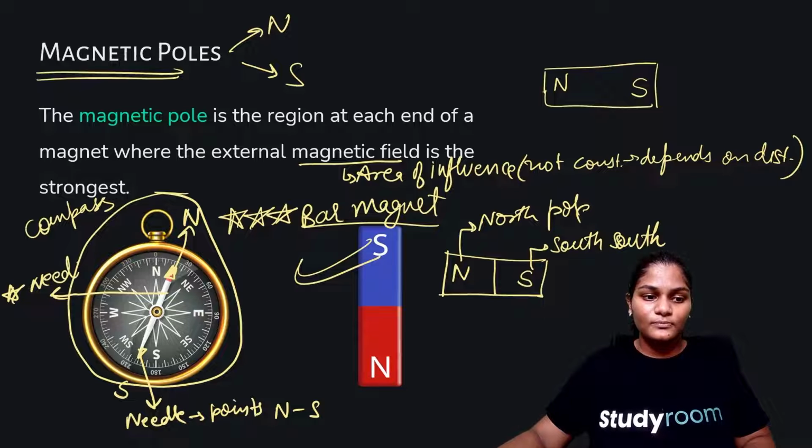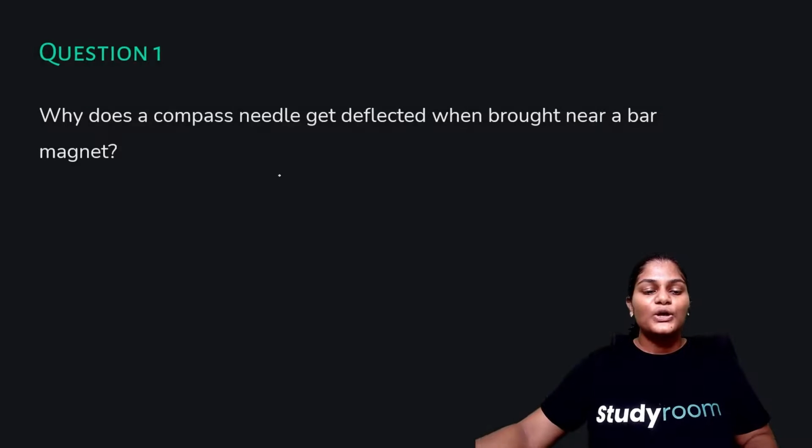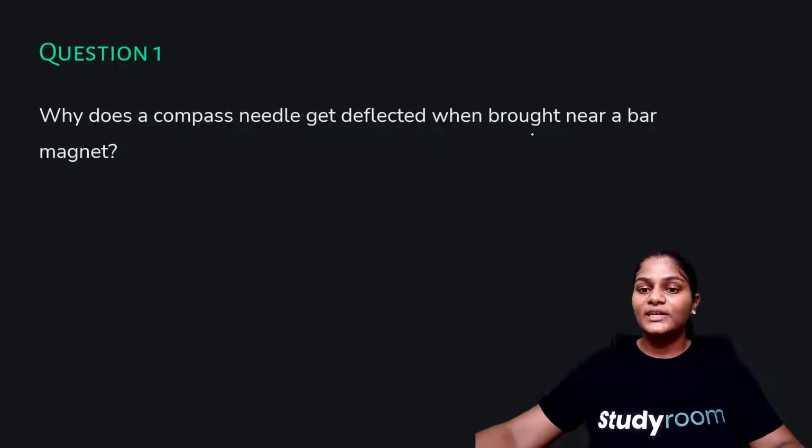Needle is a magnet itself. Okay, great. So here there's a question that says, why does a compass needle get deflected when brought near a bar magnet?